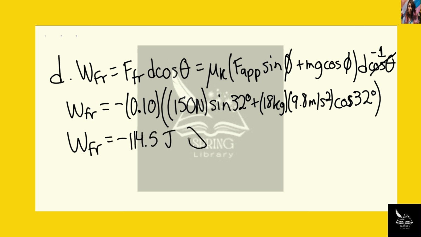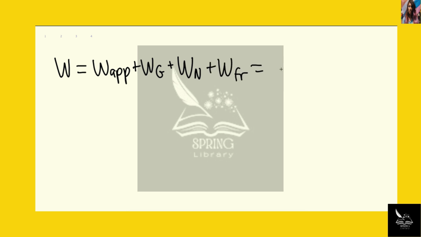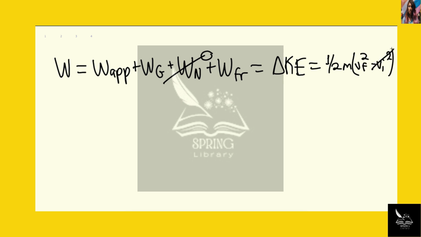So essentially, just keep note of this number, because then in order to find the net work, it'll be the work applied plus the work of gravity. My apologies, work of gravity plus the work due to the normal force plus the work of friction. And this will be the change in kinetic energy. We know that this is going to be equal to 1/2 m times velocity final squared minus velocity initial squared. We know that the initial velocity is going to be 0.